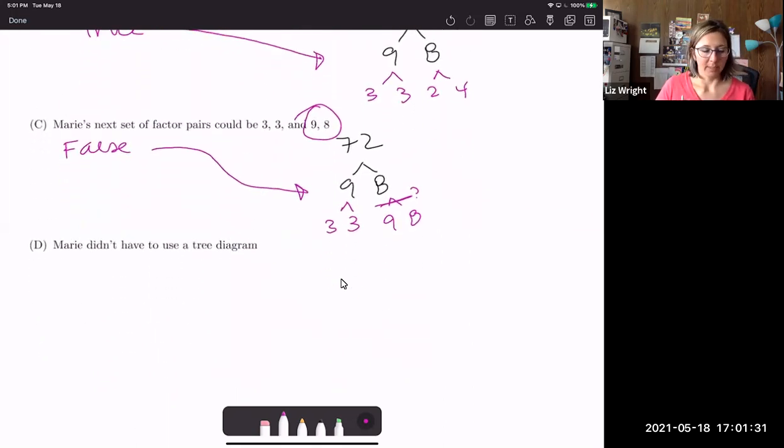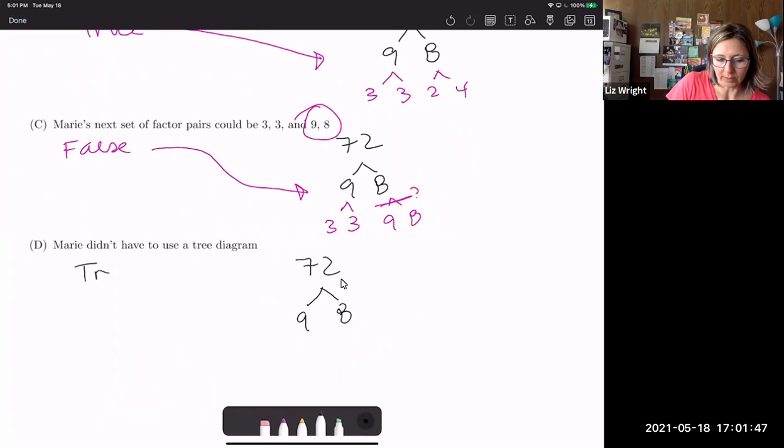Letter D. Marie didn't have to use a tree diagram. Do you have to use a tree diagram to come up with your prime factorization? No. There are other ways to do this. You don't always have to use a tree diagram. So this one is true. Other ways to solve the same problem.